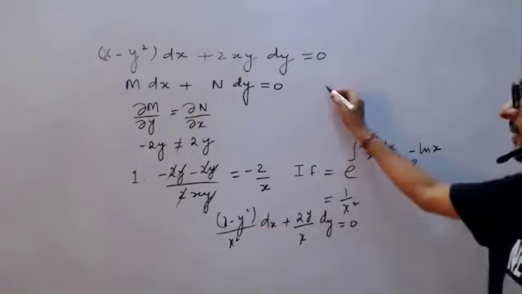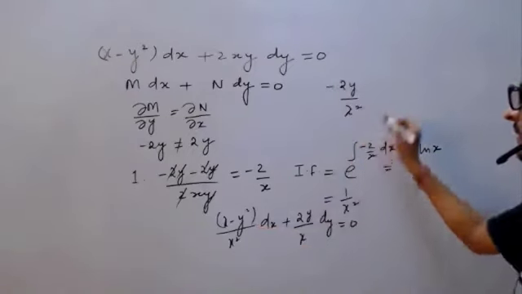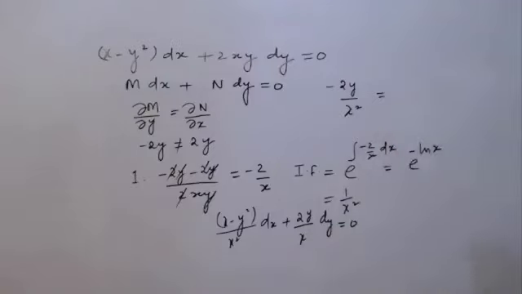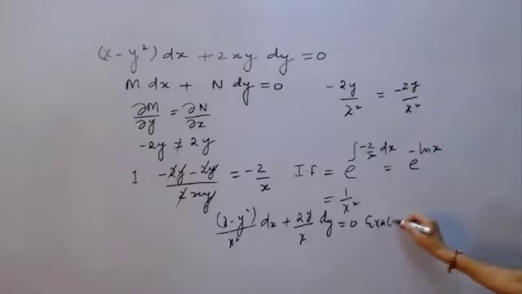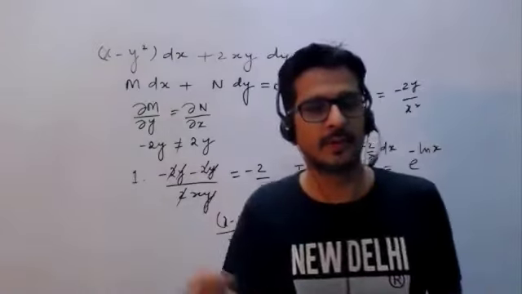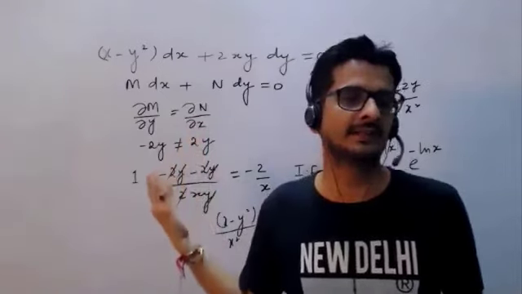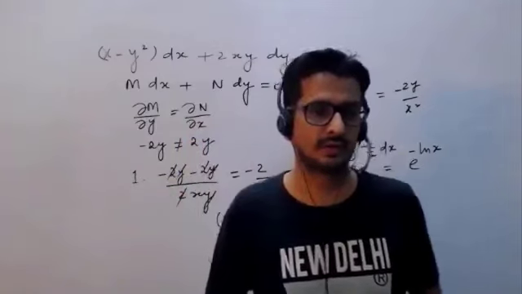It will become minus 2y by x square, and del n by del x minus 2y by x square. So this is now exact and it can be solved. Correct? Got it? Those small things are so important in TIFR. Once they asked a question on this exact differentials, so we must know the rules. Okay?